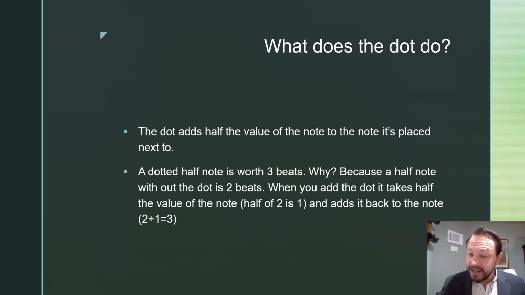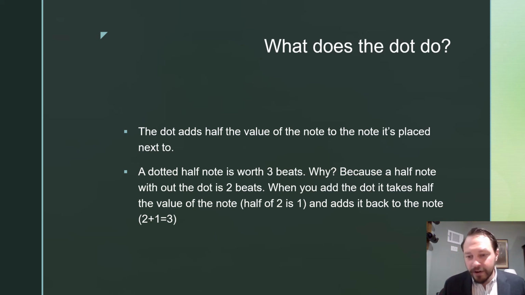I could even have a dotted whole note in some time signatures. Okay, let me explain. How many beats is a whole note worth? 4, right? We said whole note is worth 4 beats. What's half of 4? 2. 2 plus 4 is 6. So a dotted whole note would be worth 6 beats.